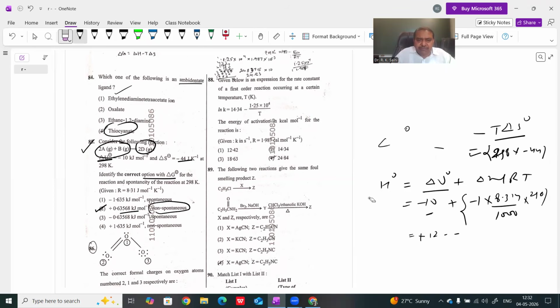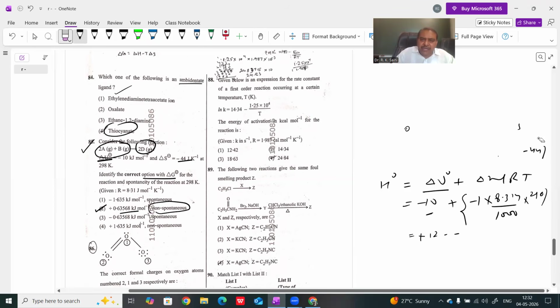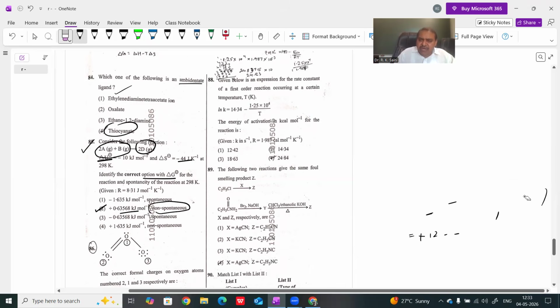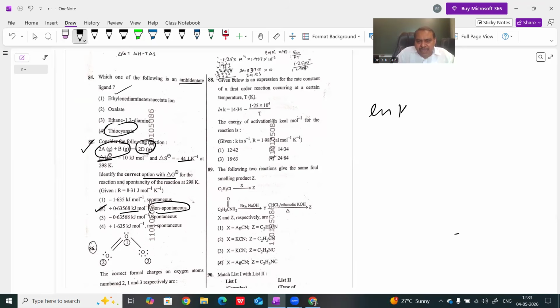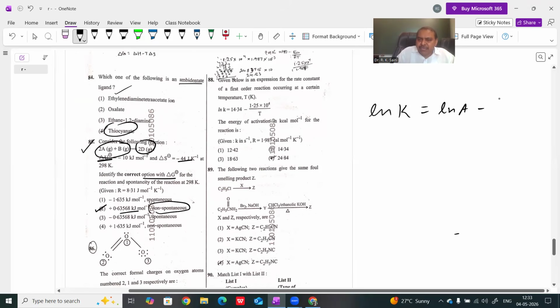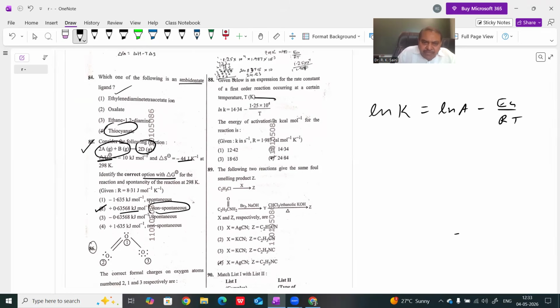Next, question number 88. A direct question taken from your NCERT book, chemical kinetics, the Arrhenius equation. In the Arrhenius equation, ln K equals ln A minus Ea upon RT. Compare this equation with the given one and find the activation energy.